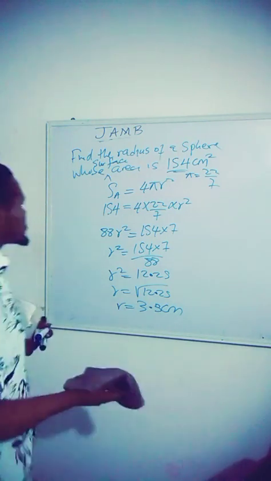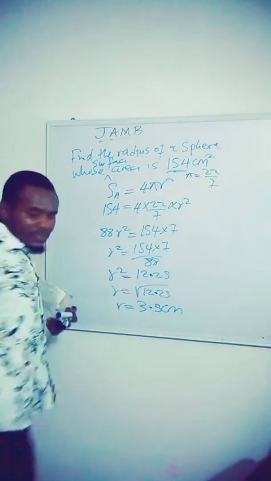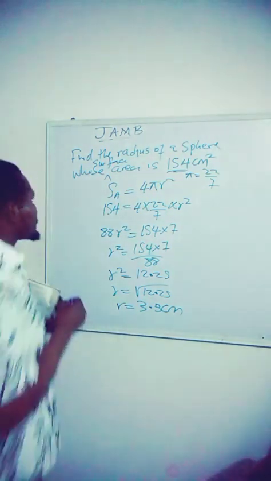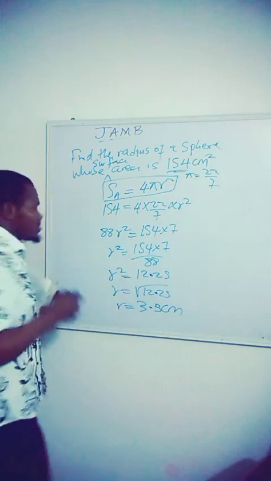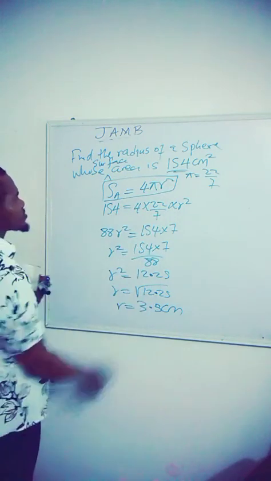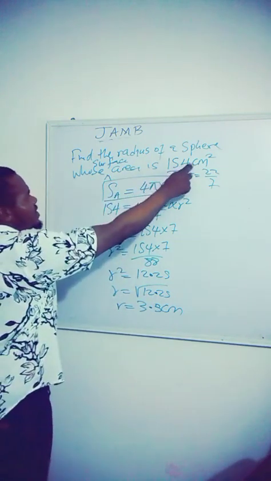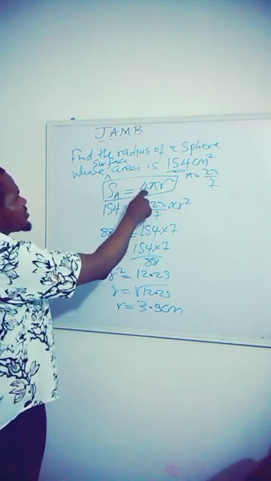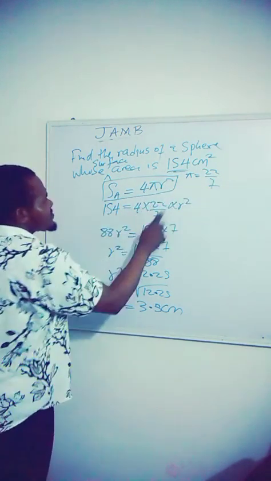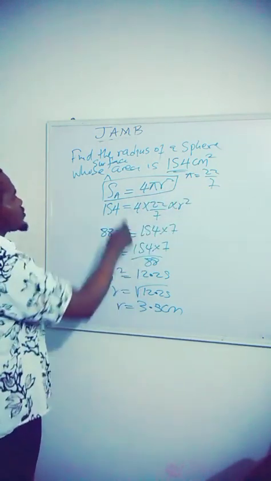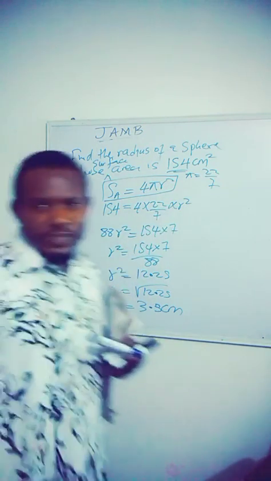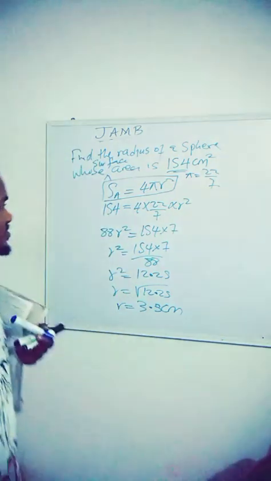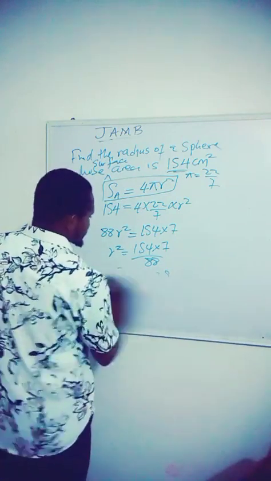The person that said repeat, just know the formula. With simplification, grab this formula. This is the formula for surface area of a sphere. That's all. The remaining one is simplification. You put the value. Area is 154. We have 4, pi is 22/7, times r square. So you just make r the subject of the formula and find your answer. There's no big deal with that. Once you remember the formula, you can solve it.